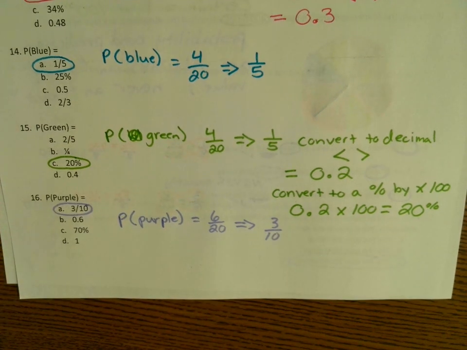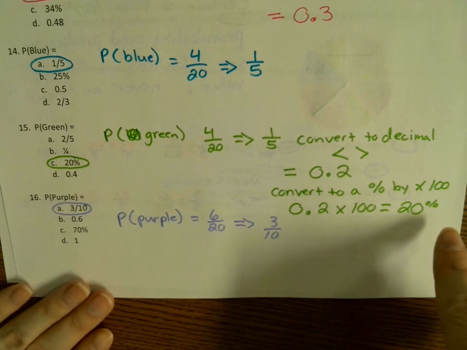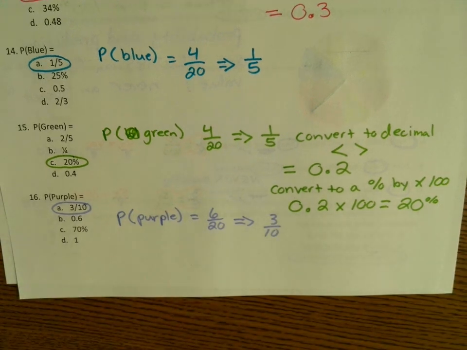Like I said before, if you don't see your answer as a fraction, then you need to convert it to a decimal. If you still don't see your answer, then multiply it by 100 to change it to a percent. If you still don't see your answer, what does that mean? You did it wrong. Try it again. Don't just guess. Try it again. Okay? All right. Let's go on to the next page.